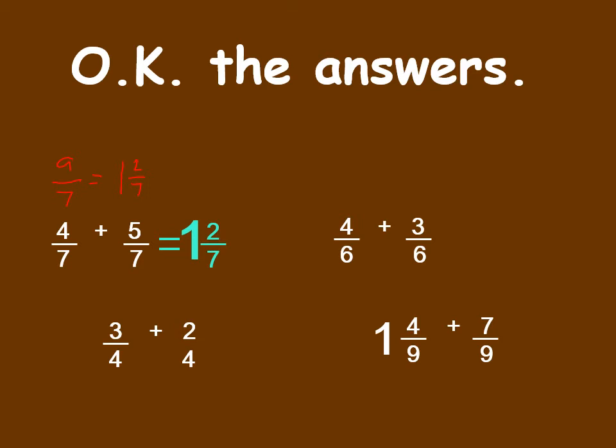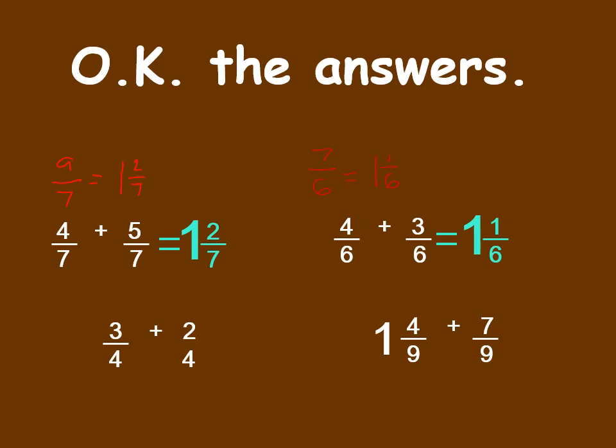Our next one, 4 6ths and 3 6ths. That's going to give us 7 6ths. How many times does 6 go into 7? Once, and we've got 1 6th left over. Let's see if we're right there. Brilliant, fantastic.